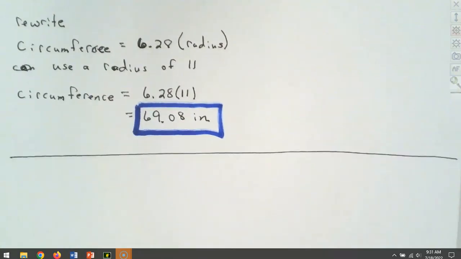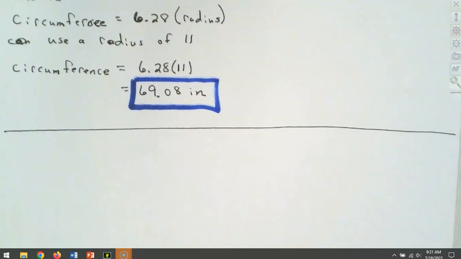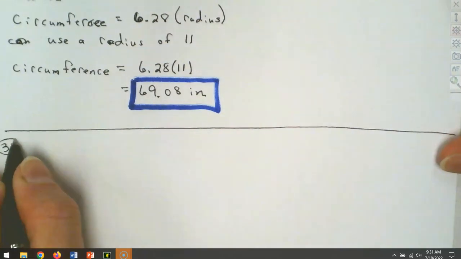Let's do another similar one with direct variation. We're going to look at question 30, and this one talks about gravity on the moon.